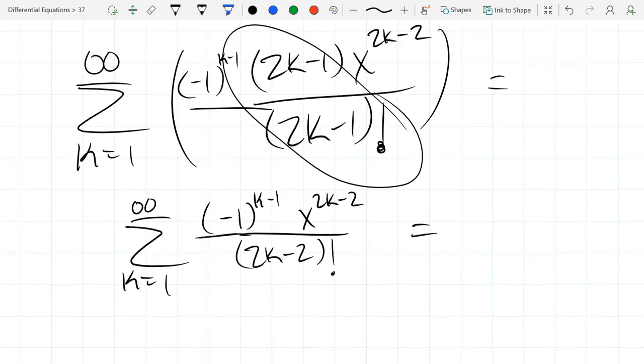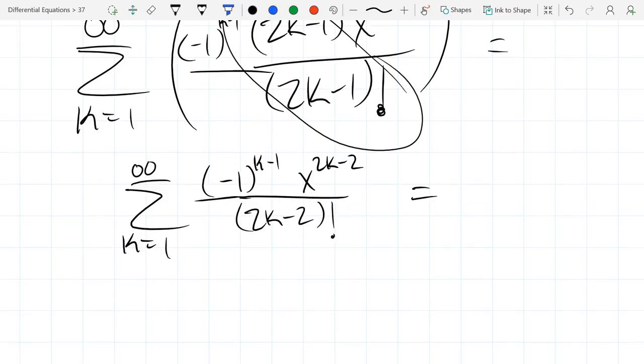So you could leave it like this. I see 2k minus 2, 2k minus 2. That's kind of ugly. It's correct to leave it like this. So what I'm going to do, let's factor a 2 out of both of these so then I can see k minus 1 everywhere.